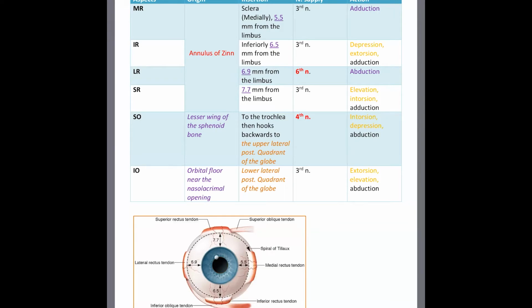Okay, let's talk about the anatomy of the extraocular muscles. At first, we have to know the origins, insertion, the nerve supply, the blood supply, and the action of all of the extraocular muscles, together with some information about the differences between the extraocular muscles and the skeletal muscles elsewhere.